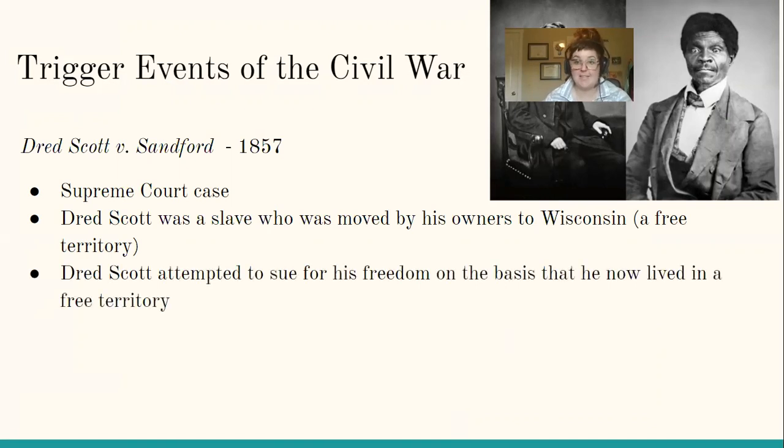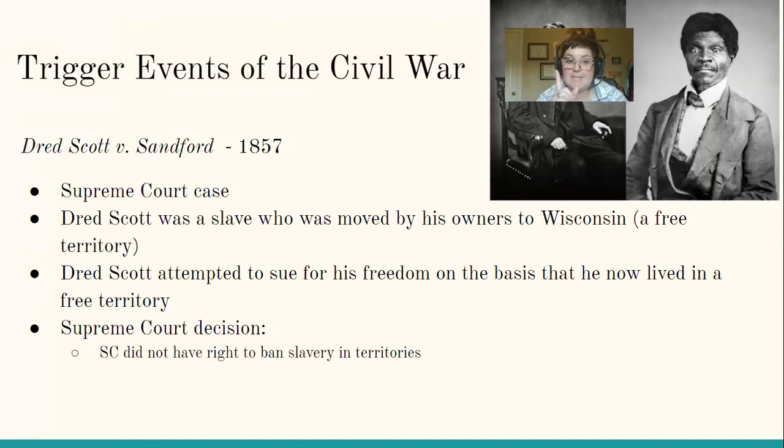And Dred Scott at this point basically says, hey, now that we live in a free territory, I should be free. So he goes to the court and decides to sue his owners for freedom on the basis that he now lived in a free territory. And it went to the Supreme Court, and the Supreme Court decided a few things. One, the Supreme Court did not have the right to ban slavery in territories.